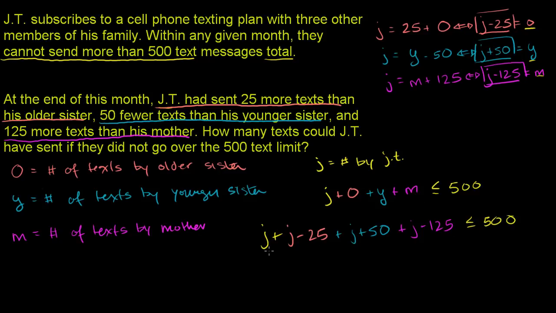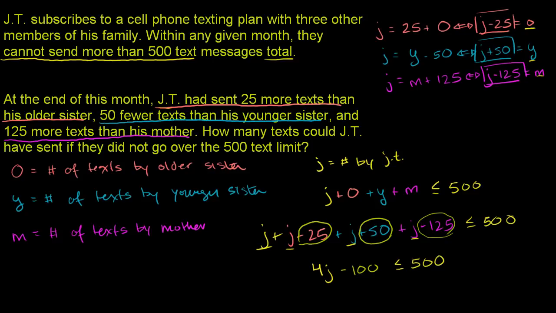So let's add the J's. We have 1, 2, 3, 4 J's. So you have 4J. And let's add the constants. You have a negative 25 plus a 50, which is 25. And then you have 25 minus 125, which is negative 100. So 4J minus 100, I just added all the constant terms, has to be less than or equal to 500.